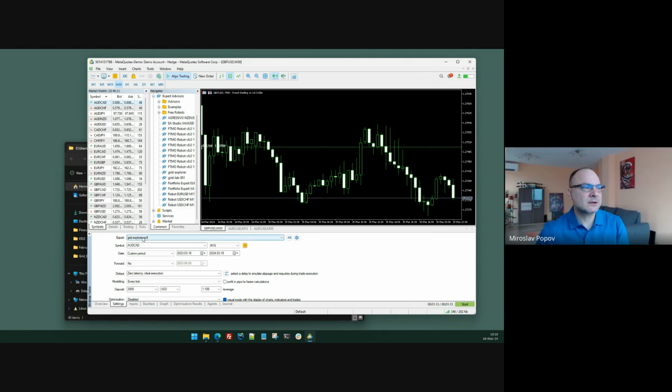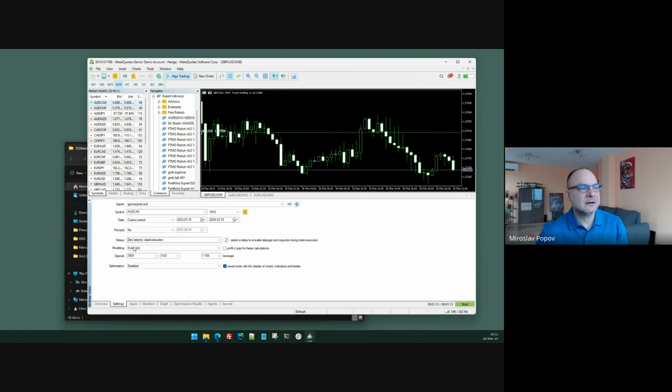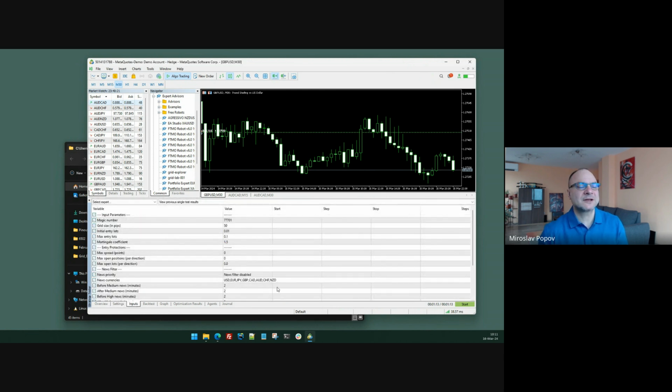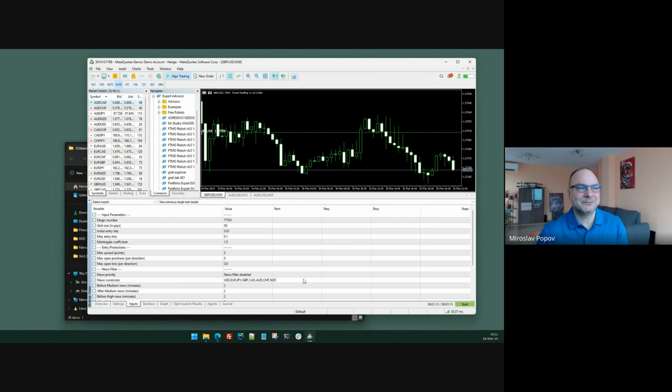When you attach the robot, when you have the robot in the tester, you have input tabs from where we can adjust the options for the backtest. And this is a note for you. Even if you change some parameters in the source code, when you come in the tester, the MetaTrader tester remembers the last option you have used. So it is sometimes confusing. So it's always advisable to go to inputs and check what you have in the inputs.